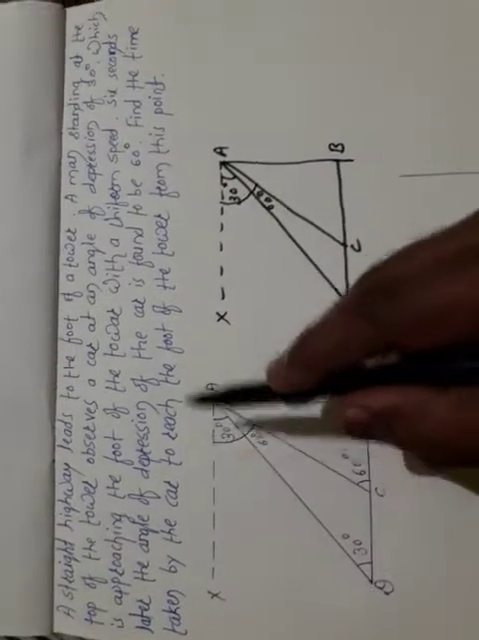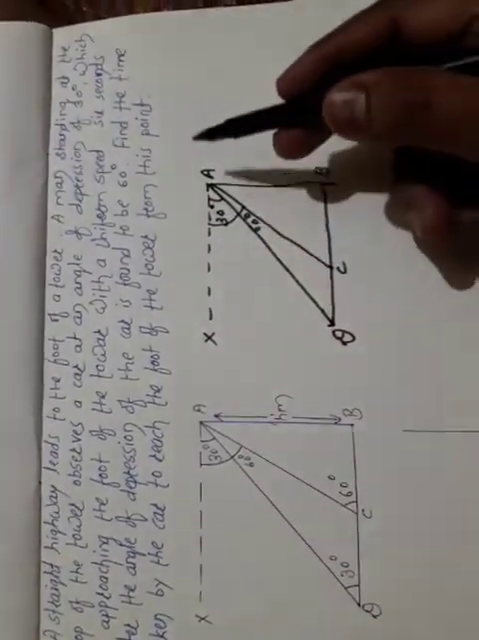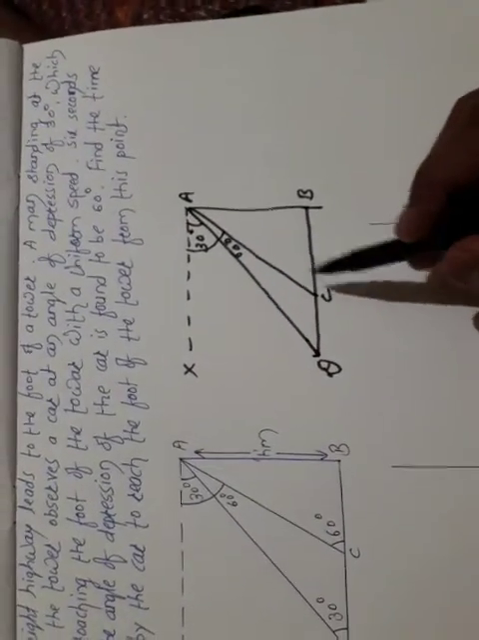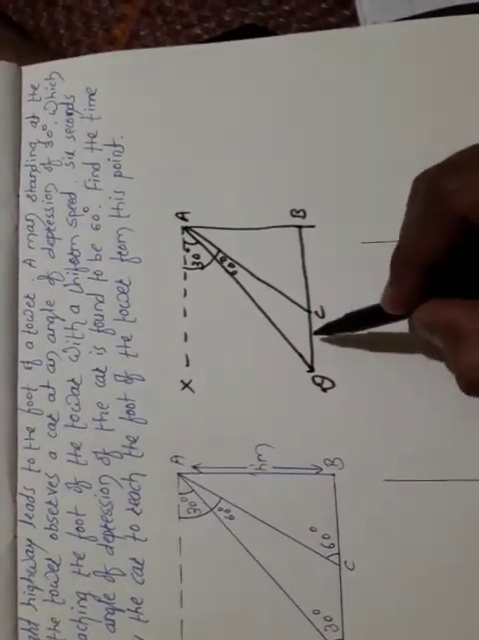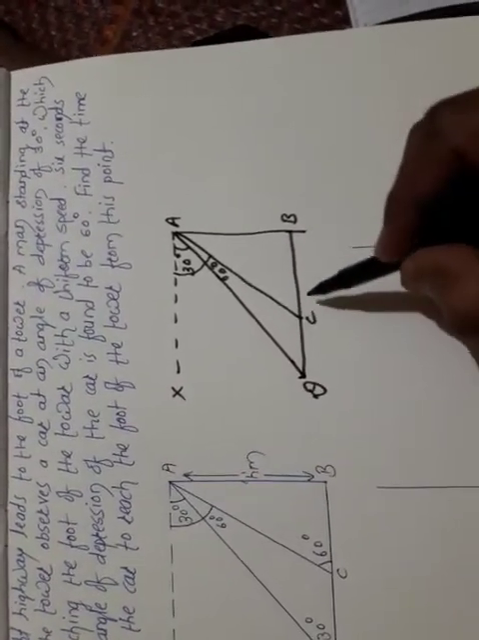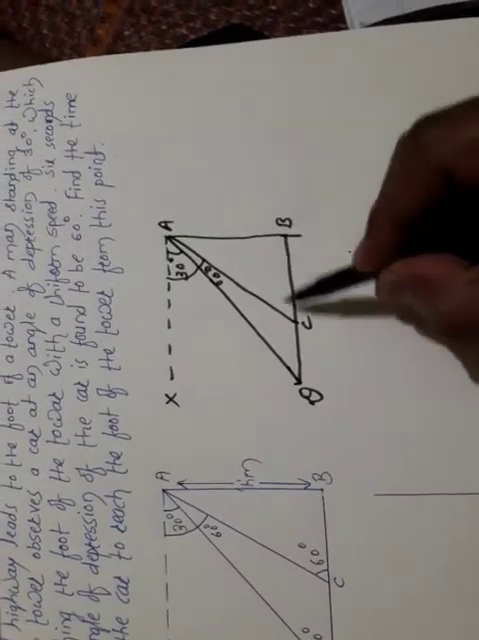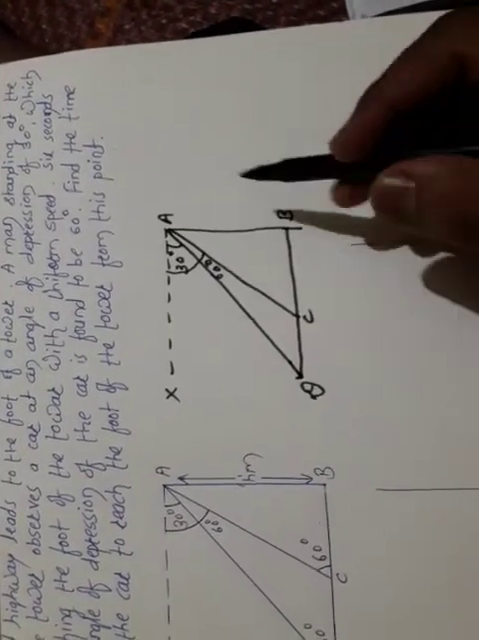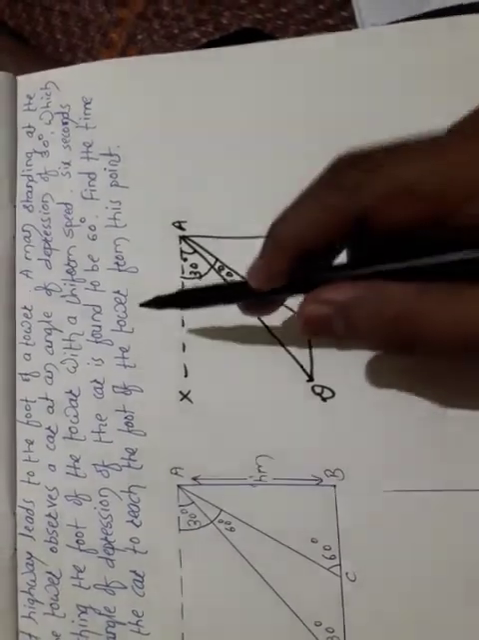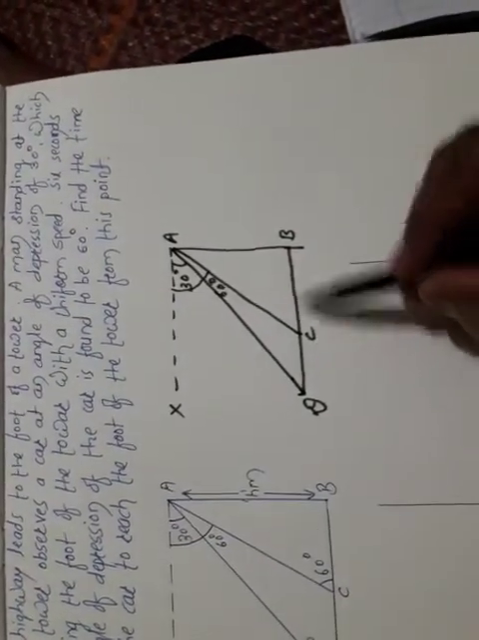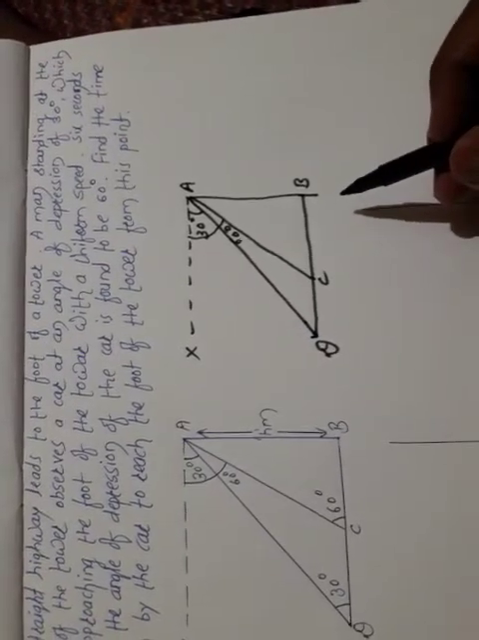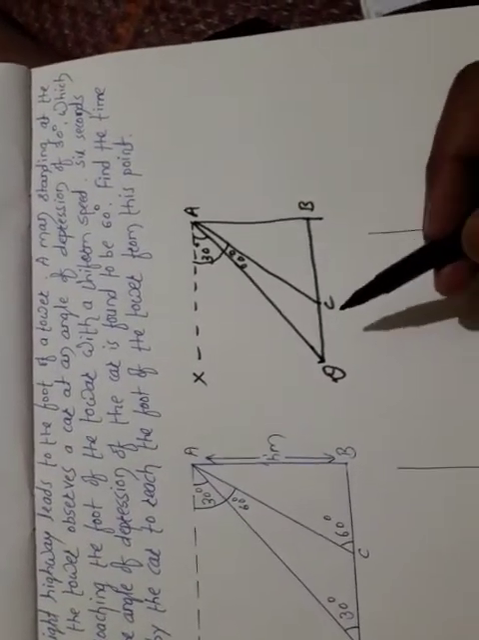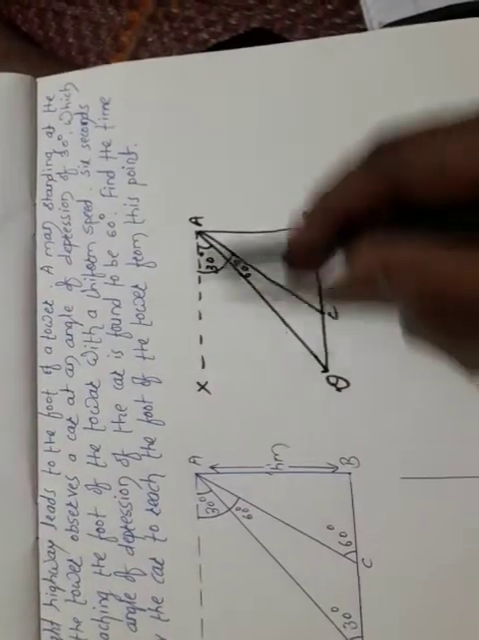Find the time taken by the car to reach the foot of the tower from this point. We have to find out that from D to C the car moves in 6 seconds. Then from C to B, what is the time taken by that car to reach from point C to B? That we are going to find out. Are you getting what I said? Then according to our previous knowledge, you know that very well, this is parallel to this.